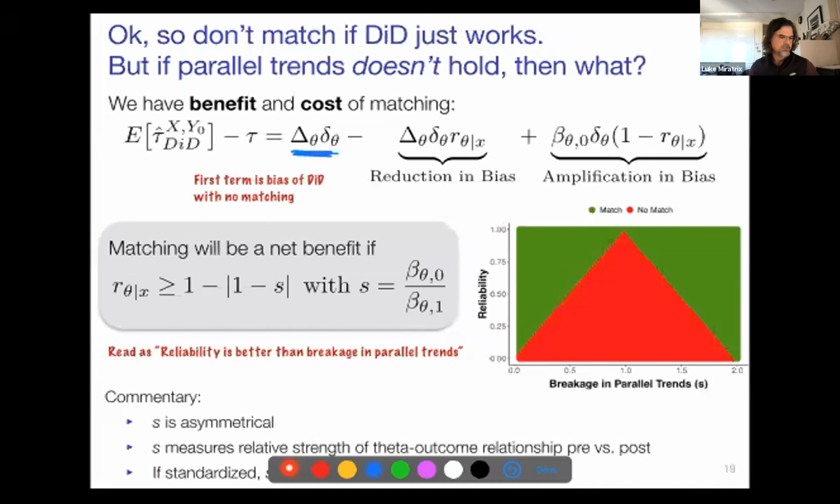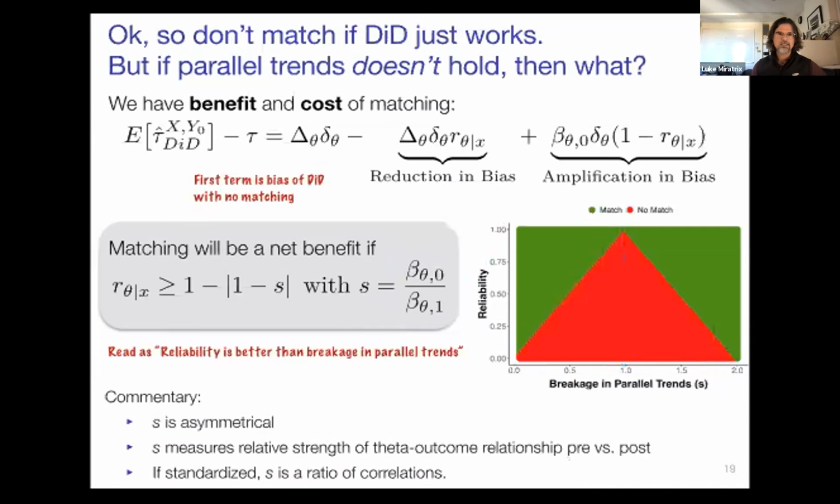You can rearrange all these terms to get this relationship in the gray box, where if your reliability is bigger than 1 minus the absolute value of 1 minus s, where s is the ratio of your coefficient between theta and outcome prior to treatment and after, so this is a measure of breakage in parallel trends as well, then you should match. This picture on the right sort of shows how that works, where s being 1 corresponds to these two coefficients being the same, so that is diff-in-diff perfectly holds. You'll see that it's all red, meaning do not match. But as you move away in either direction, as those coefficients depart from each other, then depending on a high enough reliability, you should start to match. But if your reliability is really low, then you have to be in a really bad situation before you would decide to match.